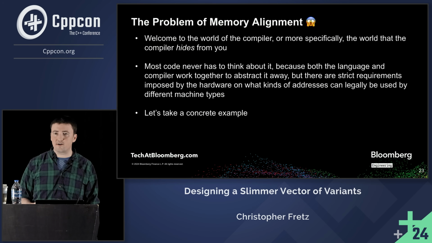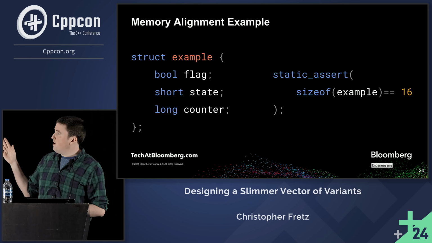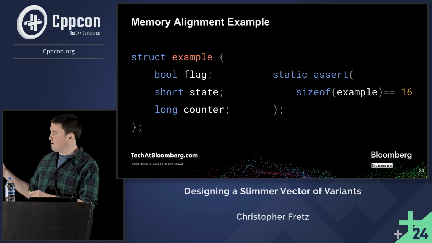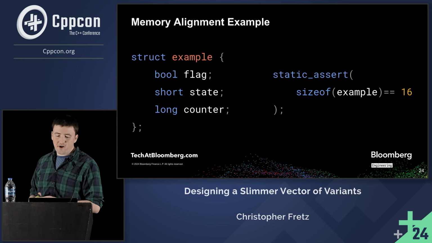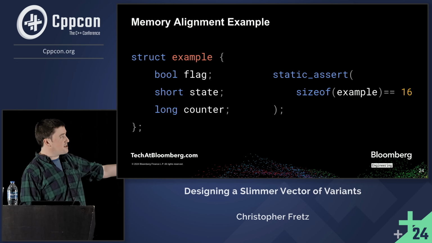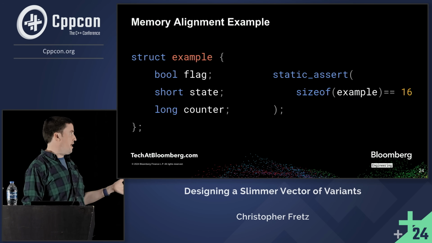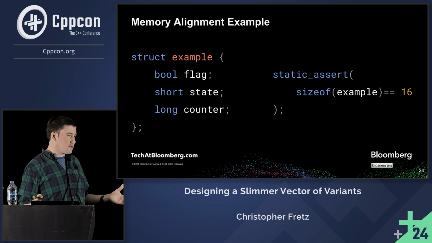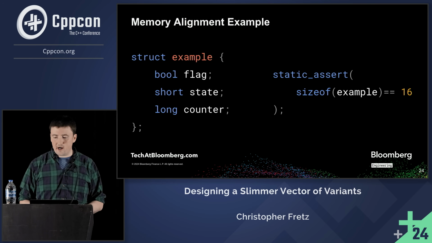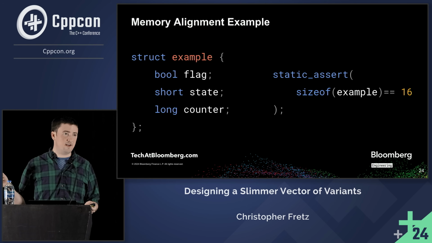So let's take a concrete example here. This is kind of what I was talking about before. If you naively ask your average CS 101 person how many bytes this struct uses, we might assume it's 1 for the bool, 2 for the short, and 8 for the long. So it's 11 bytes in total, right? And yet, if we actually ask the compiler what the size of this struct is, we're going to get back 16.